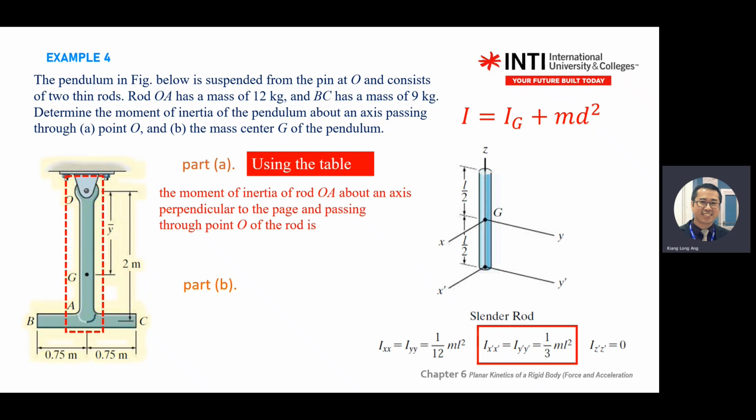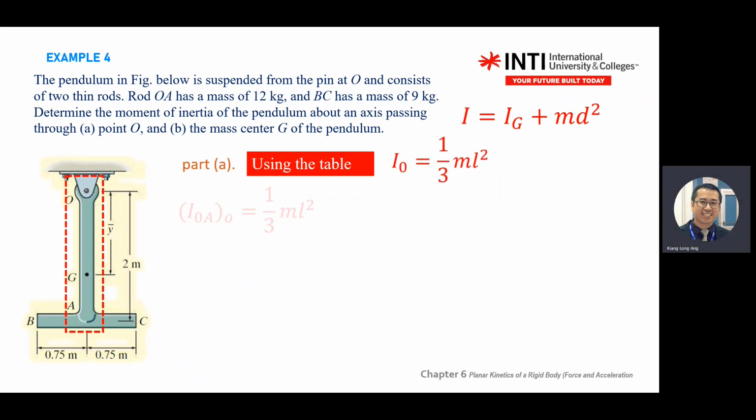For part B later, referring to G, you go to the table, where is your G? Here. Where does this G touch? X and Y. So you refer to x, x, y, y for the second case. This is how you apply it. Very straightforward. Okay, so we'll do the first one. If it's at O, you just copy the equation 1/3 ml squared. Even the dimension was given. So for the first one, you use the table and substitute the values there.